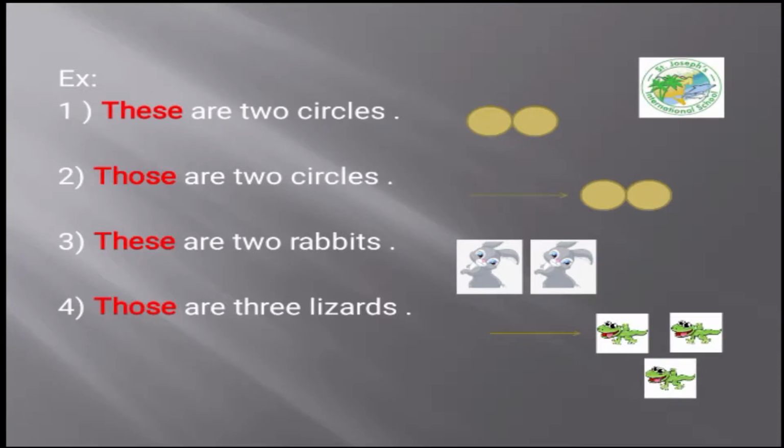What about the lizards here? We have three lizards here. Are they close to the sentence? No, they are far from the sentence. So I use those are three lizards. Those are three lizards.